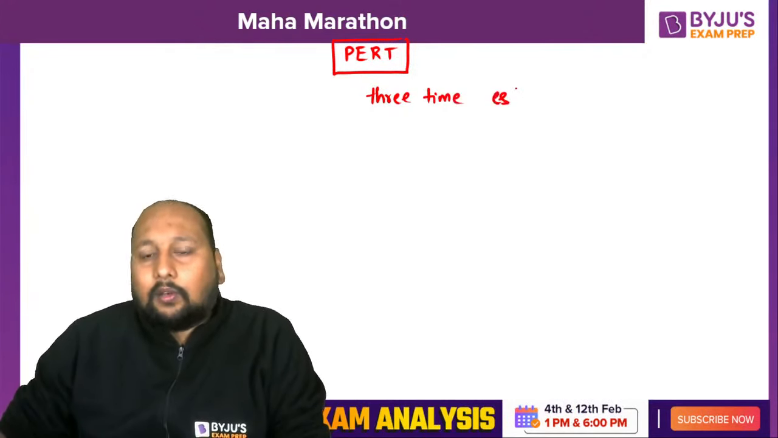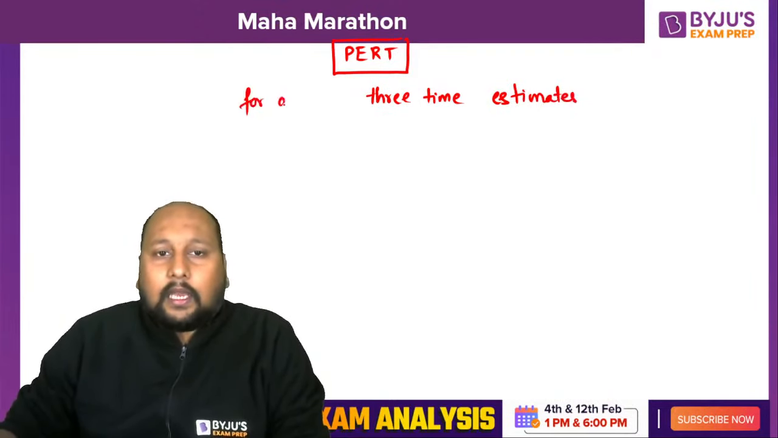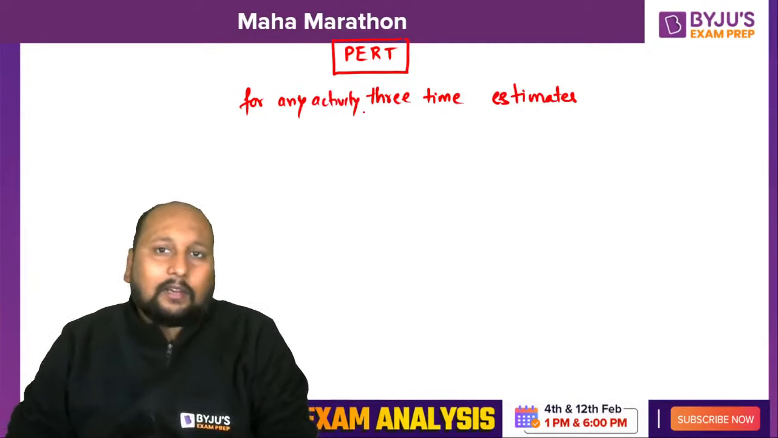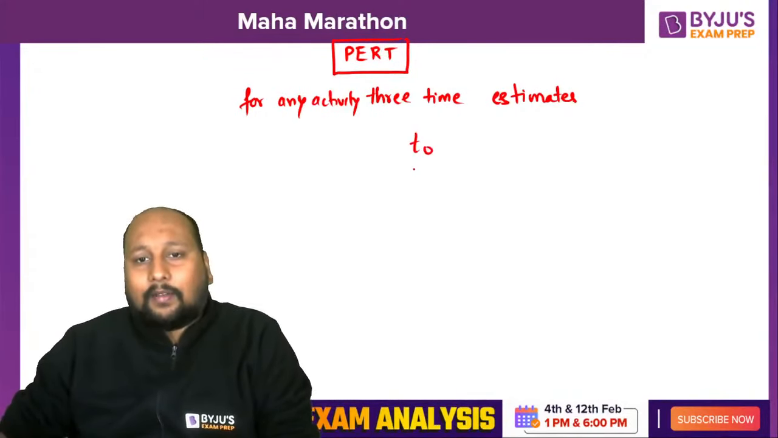So I'll be asking you some questions. You have to respond to me, right? For any activity, there are 3 time estimates. Can you tell me what are the 3 time estimates? For defining any activity completion, we are defining 3 times. We are having the optimistic time, the pessimistic time, and the most likely time, right?